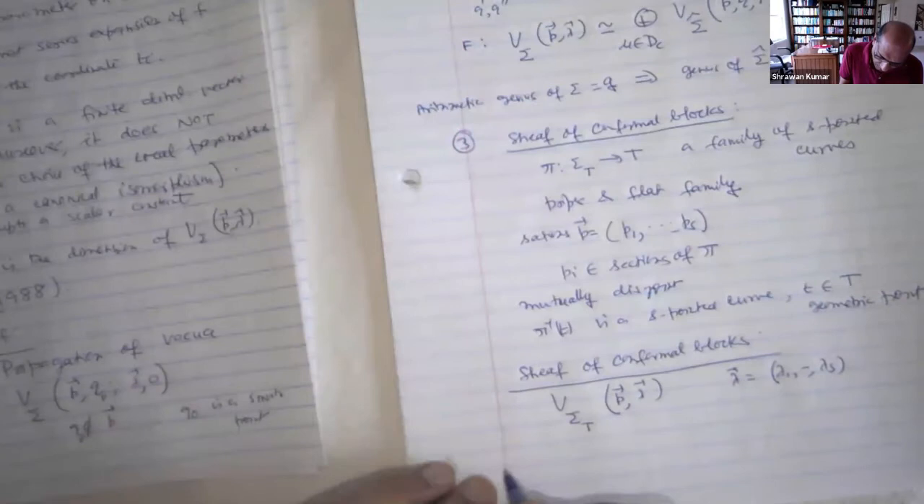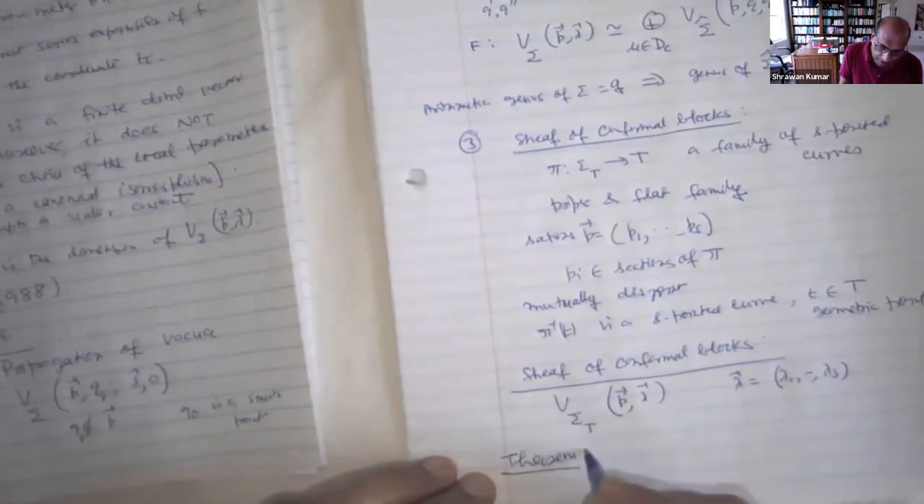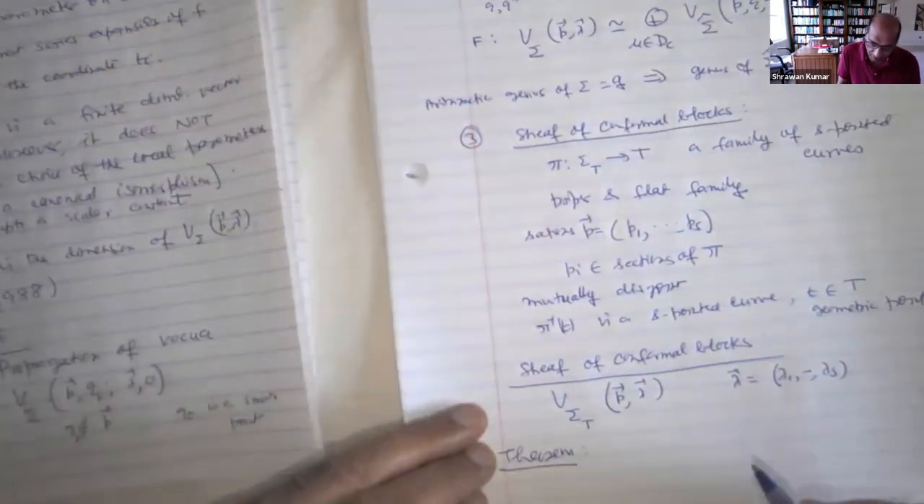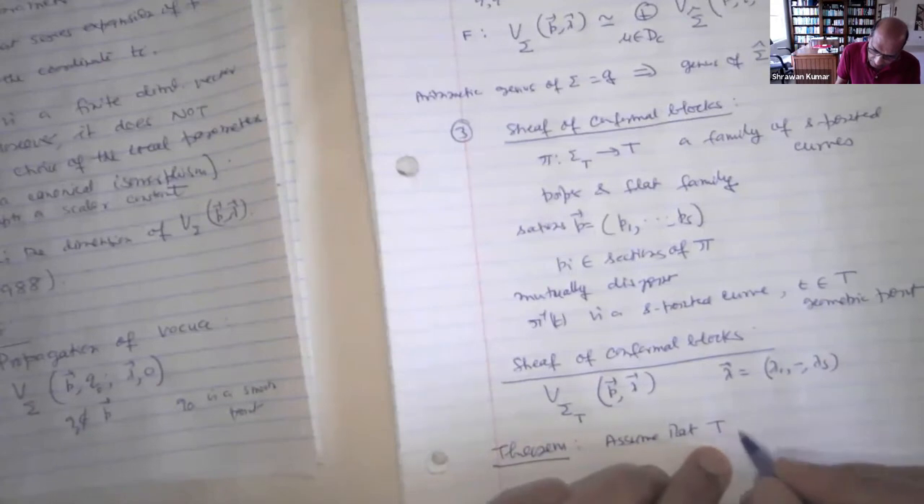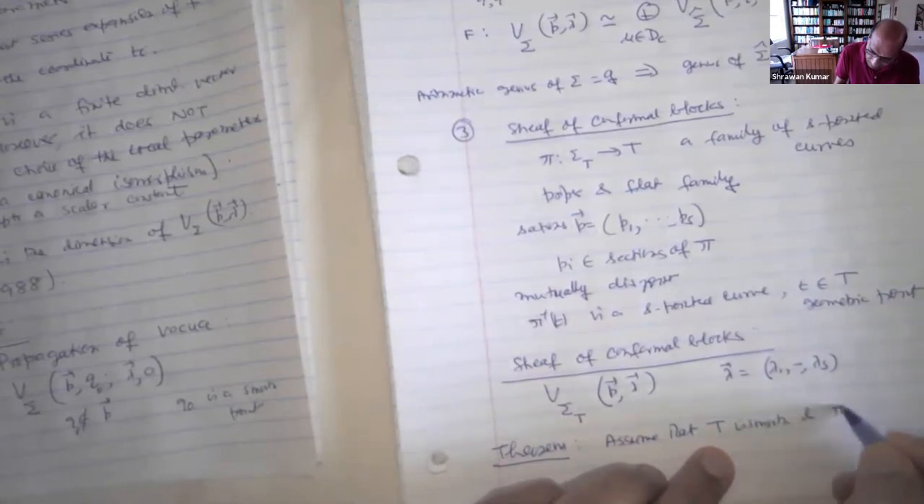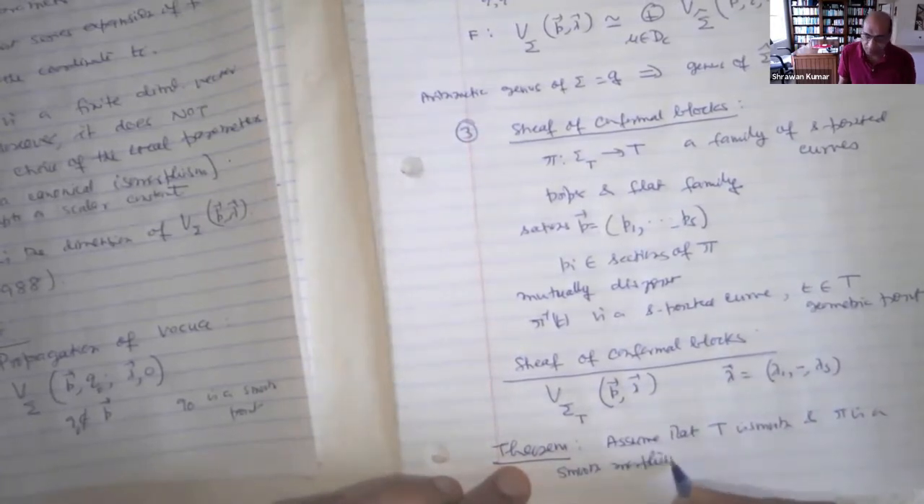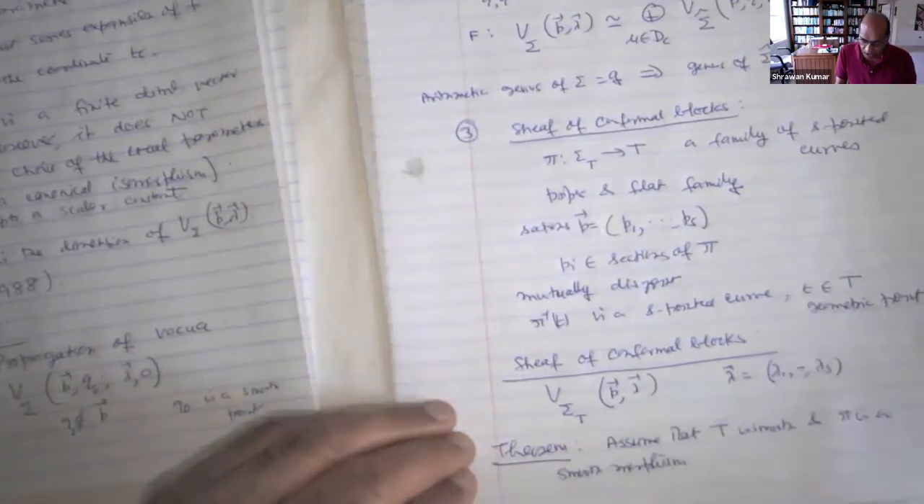And now there is a theorem. Anyway, I don't have to number it. So theorem: assume that T is smooth and pi is a smooth morphism, which basically means that all the fibers are smooth.